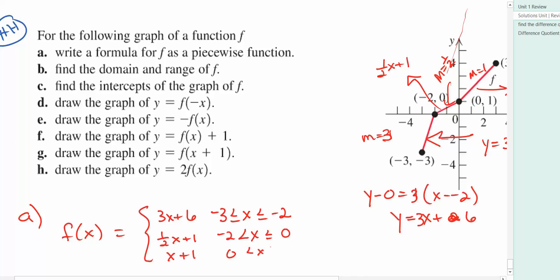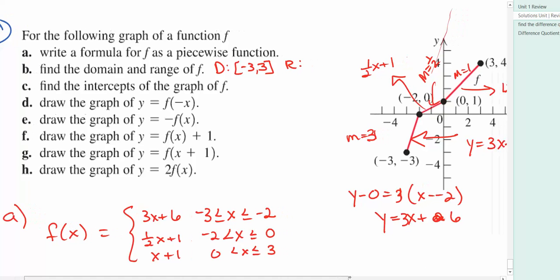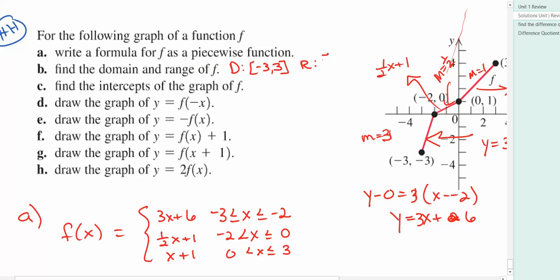Okay, so the domain of this function is clearly just from the lowest x, which is -3, to the highest x, which is 3. Your range is the lowest y to the highest y, which is -3 to 4. We have an x-intercept. It crosses the x-axis at -2, and we have a y-intercept at 1.